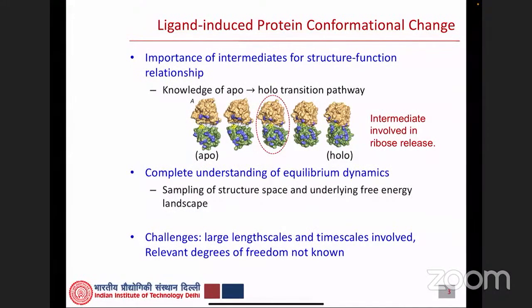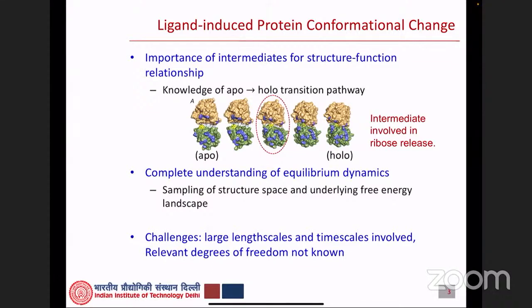I'm showing you one example here for the ribose binding protein, where one of the intermediates is involved in ribose release. These functional intermediates are present in several transition pathways, and therefore knowledge of them is important. Second, on top of this, I want a complete understanding of equilibrium dynamics. I need to know the structure space, the intermediates, how they look, and I also want to calculate the underlying free energy landscape: minimum free energy paths, how the transitions are happening, what barriers we are encountering, and so forth.